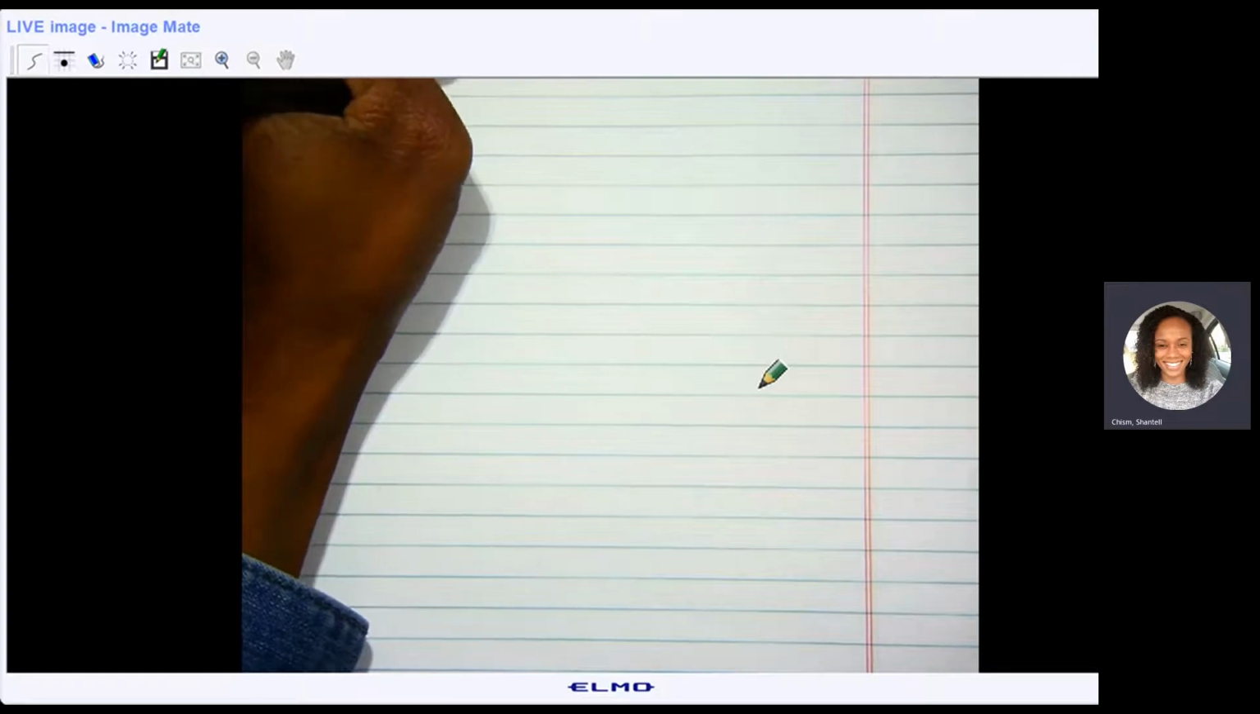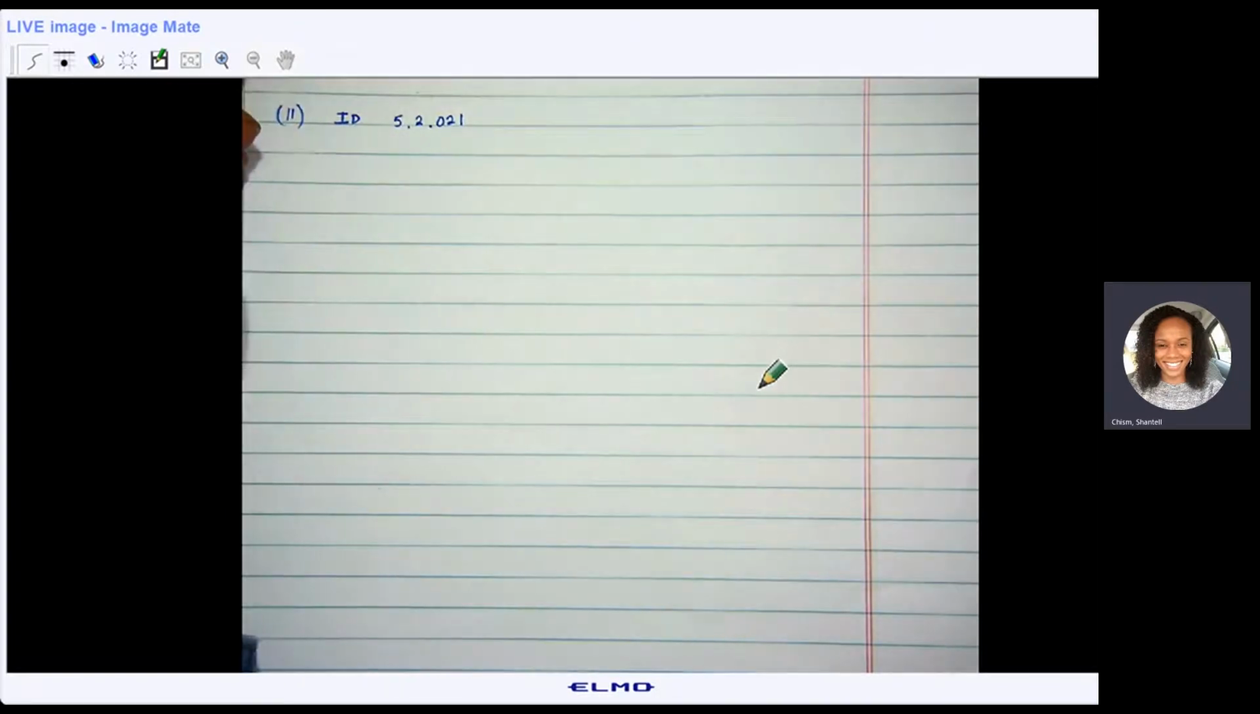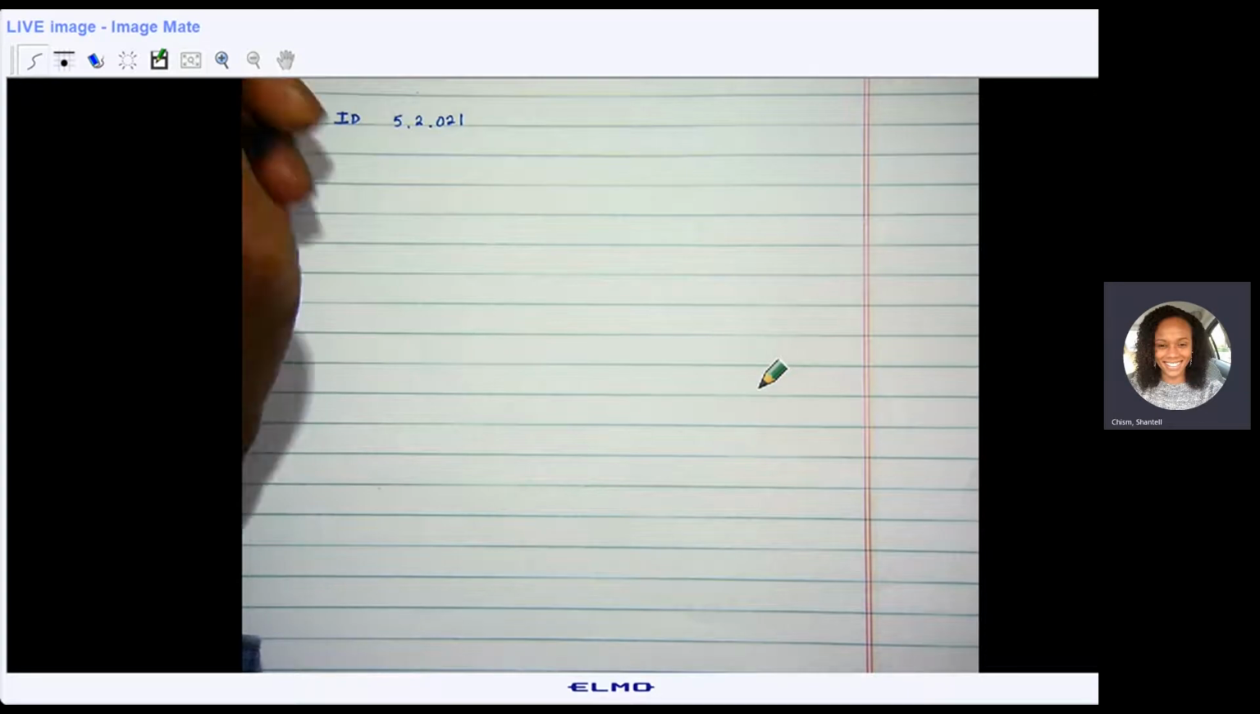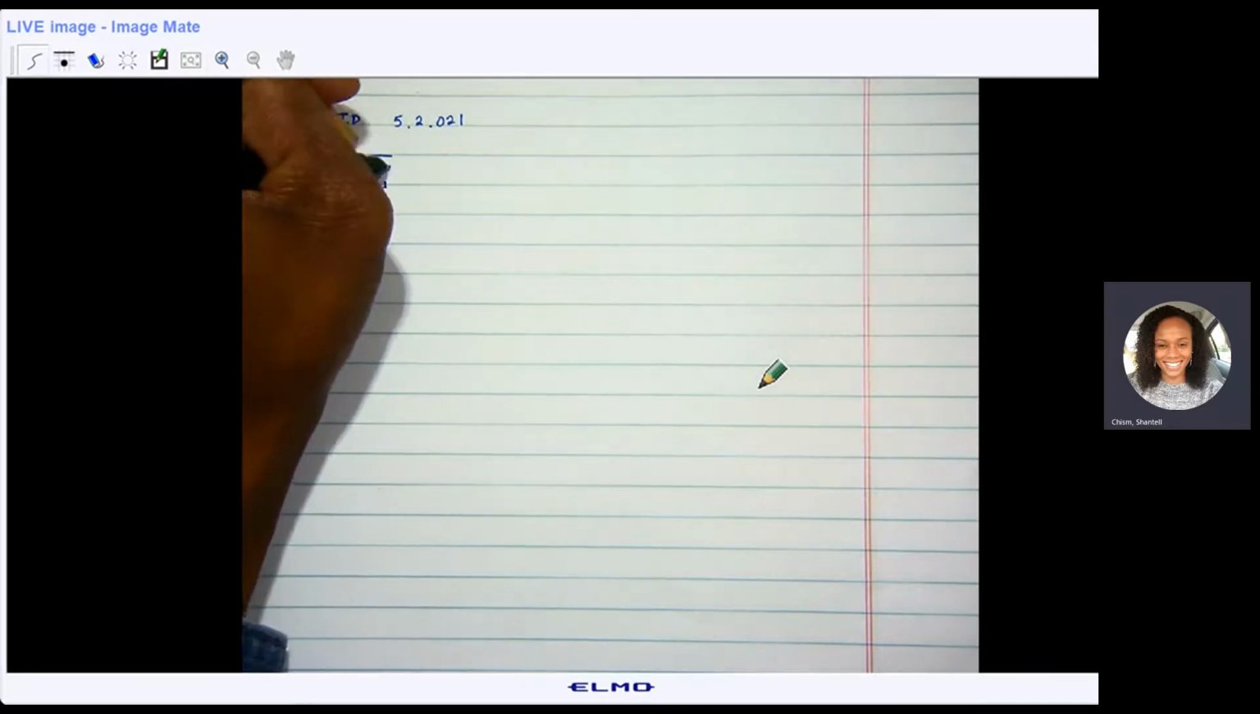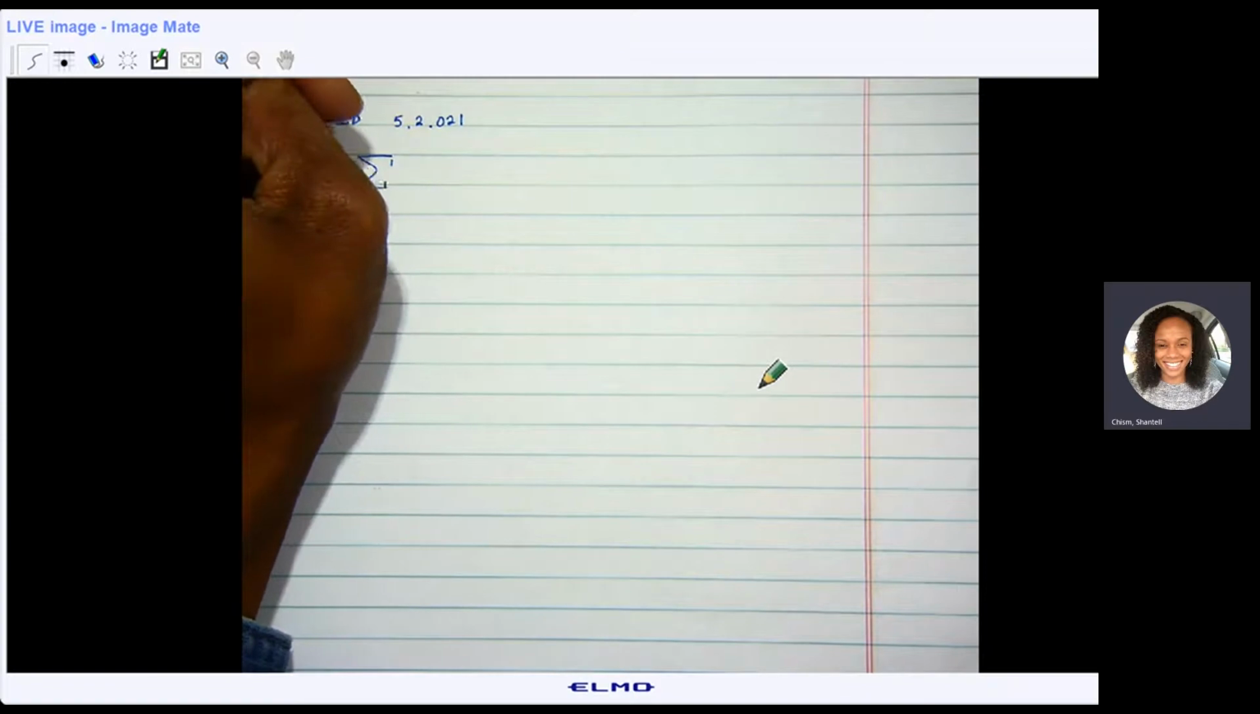Okay. Number 11, again, I'm going to write the problem ID to ensure that your number 11 is my number 11. Should be 5.2021. And same directions, use properties of summation and the Summation Formulas theorem to evaluate the sum. So we're looking for the sum from 1 to 10 for i of (i minus 1) squared.